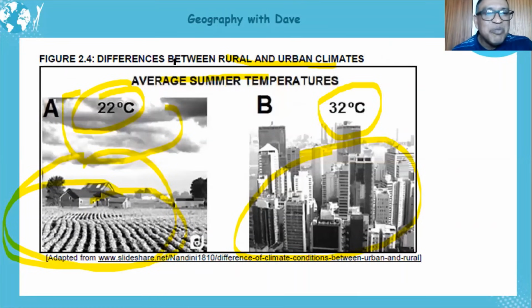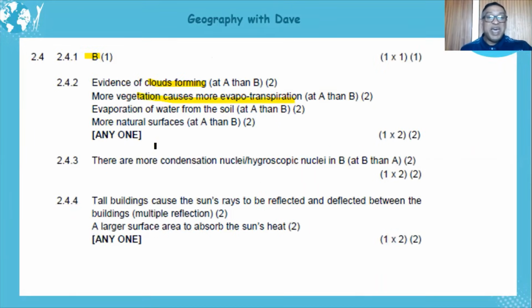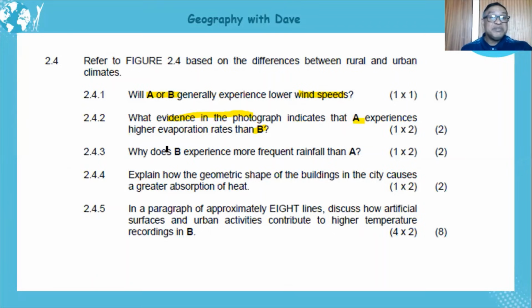Vegetation. Therefore, more evapotranspiration, more rising air. You understand? More moisture, more of that. Okay, let's look at the next one. Why does B experience more frequent rainfall than A?